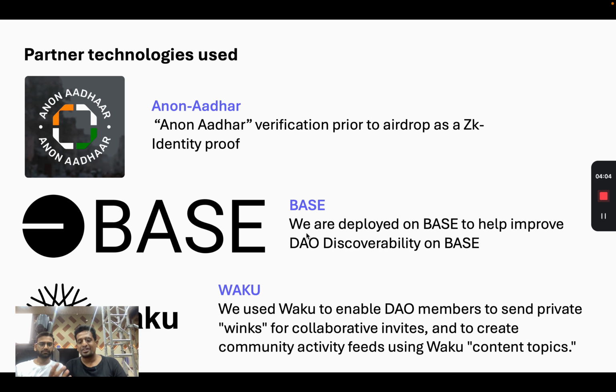We also built a unique signal called a wink, right? If you want to collaborate with somebody in the real world, you basically wink at them. So how do you digitally replicate the same thing in a Web3 experience? Which means that only the person you're winking at should see you, and nobody else should see you.